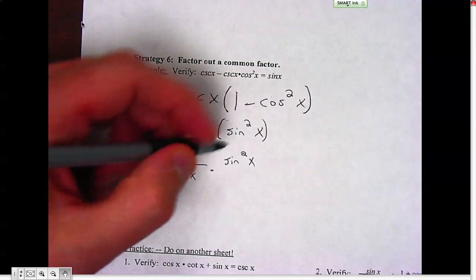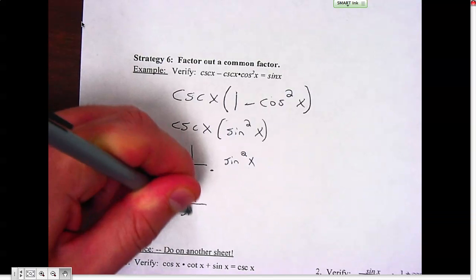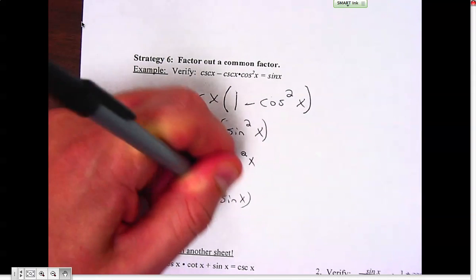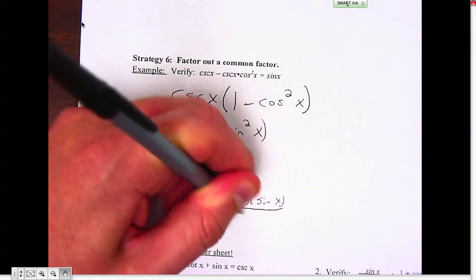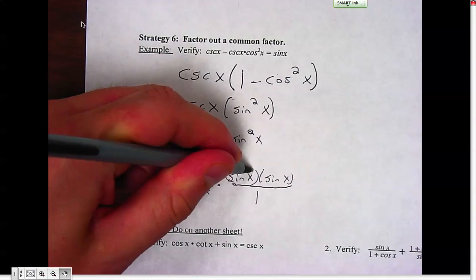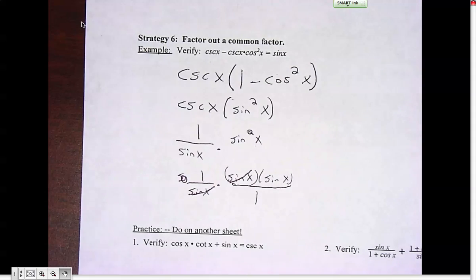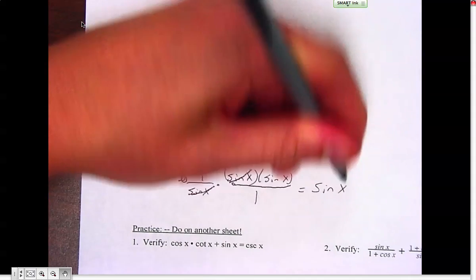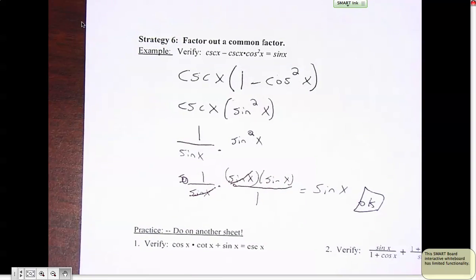And so basically, I'm going to have a sine of x on the bottom, and then on the top, if I write out that squared, what that means, I have sine of x times sine of x, right? And so now I cancel one thing from the numerator with one thing from the denominator, right? They're both exactly the same. And so I end up with sine of x, and that's just what I was looking for. So I have verified that identity.